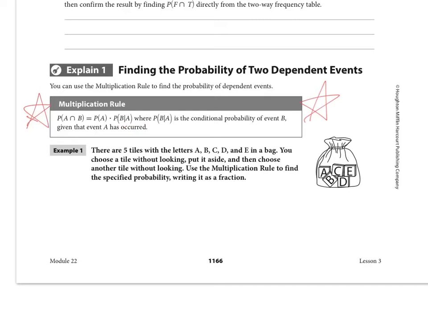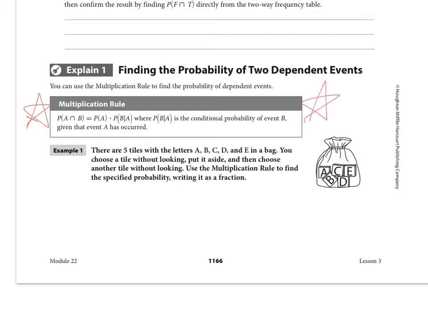So when we look at example 1 here, remember in past videos we talked about the idea of placing a card back into the deck or putting the marble back into the bag. These are important words to look at when talking about independent events because one probability did not affect the other.